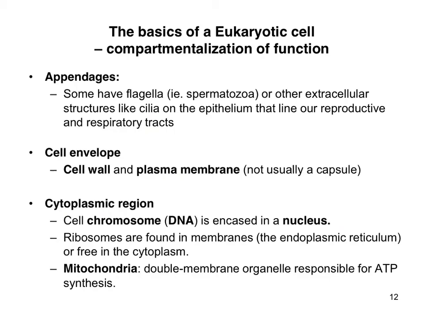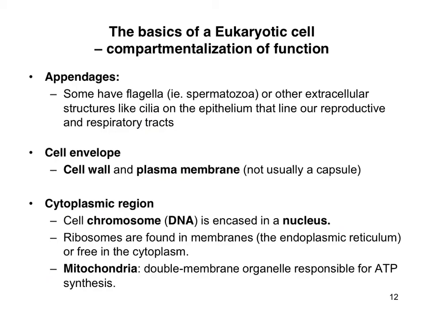Do they have a cell envelope? Yes. Most of them have cell walls. The animal cells don't, but the algae, the fungi, the protozoa, and the plants all have cell walls. And do they have a plasma membrane? Yes, they do, and it's made very similarly to that found in a bacterium. Eukaryotic cells don't have capsules, however. That's a bacterial cell feature.